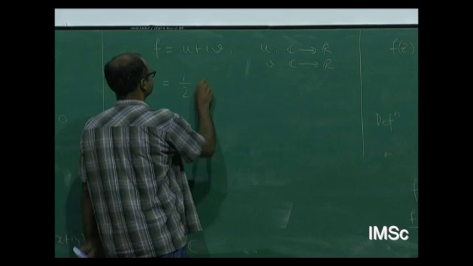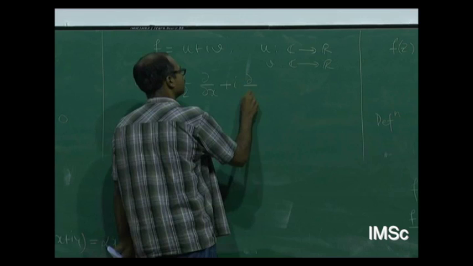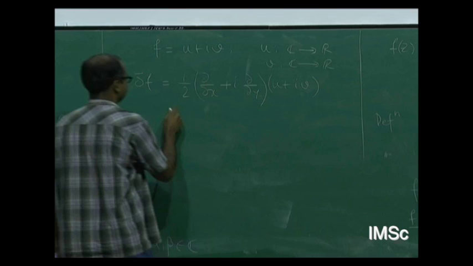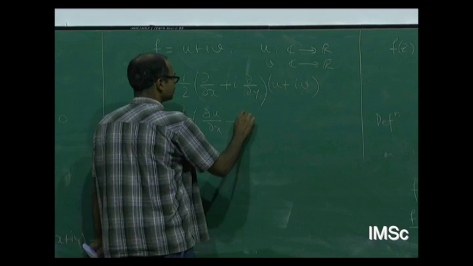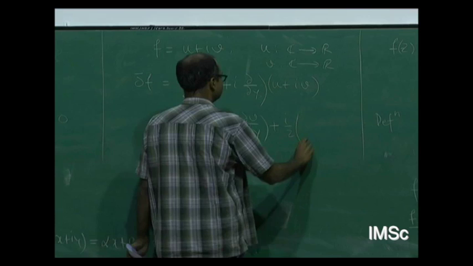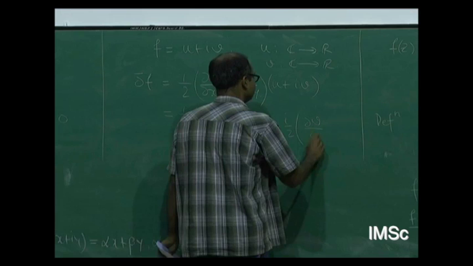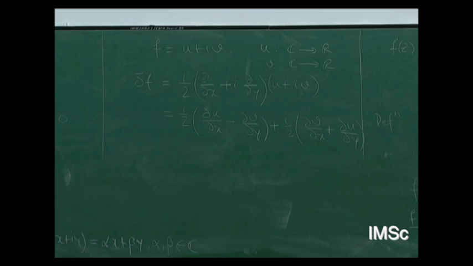Del bar of f is half of del x minus i del y, this is the bar. So this is half, and I write down the real part: del u del x minus del v del y, plus i by 2 this other part: del v del x plus del u del y. So we want these to be 0, so both of them have to be 0. This and this both have to be 0.